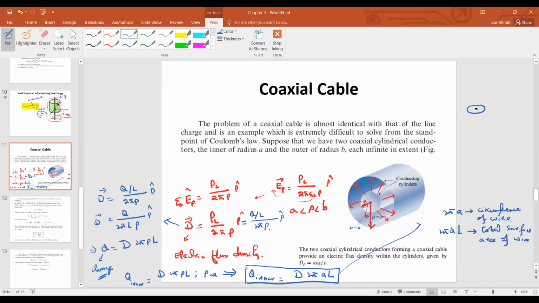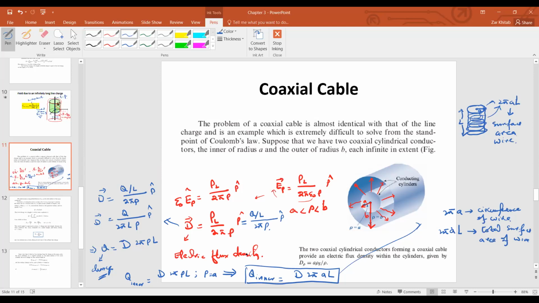2 pi A, where A is the radius. If I take all the circumferences along the length of the wire, I will multiply with L to get the total surface area. Okay, is this clear? Yes, sir. Surface area of the wire.